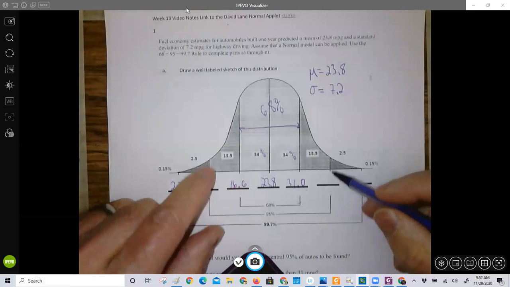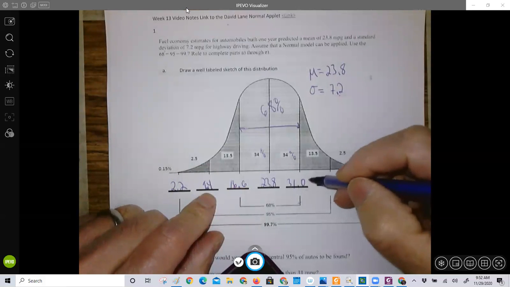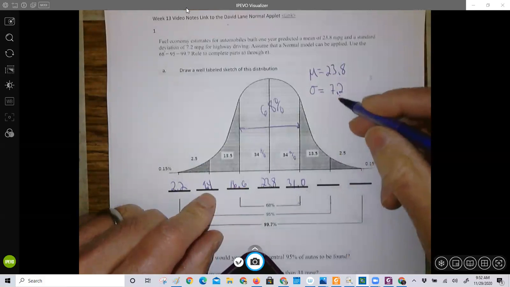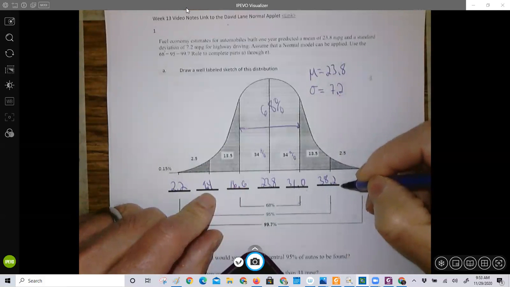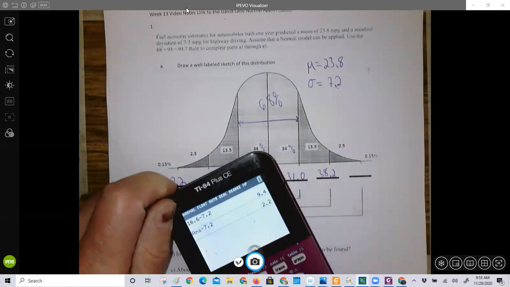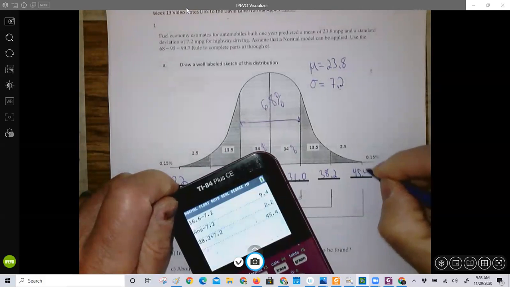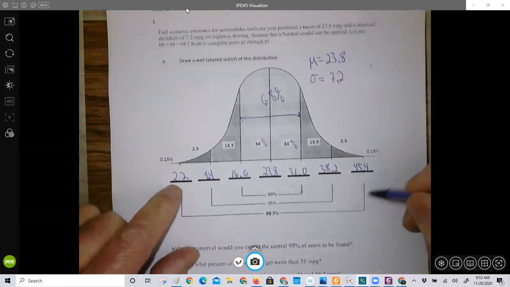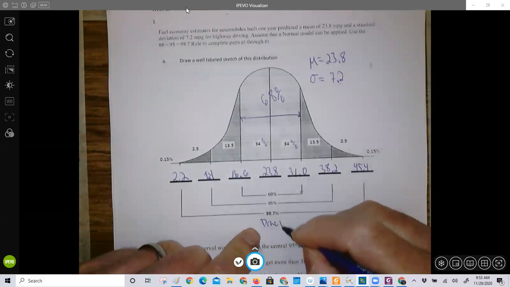Now to get the middle 95%, I'm going to just add another standard deviation. I probably don't need a calculator for that, but I could. I mean, I could just go 31.0 plus 7.2, but I think I can do that in my head, make it 38.2. And then I can add another 7.2, which is what, 45.4? Maybe I better double check my arithmetic with that. 38.2 plus 7.2. Yeah, 45.4. Not bad. I'm glad I can do arithmetic. So this says 99.7% of the distribution, practically all.